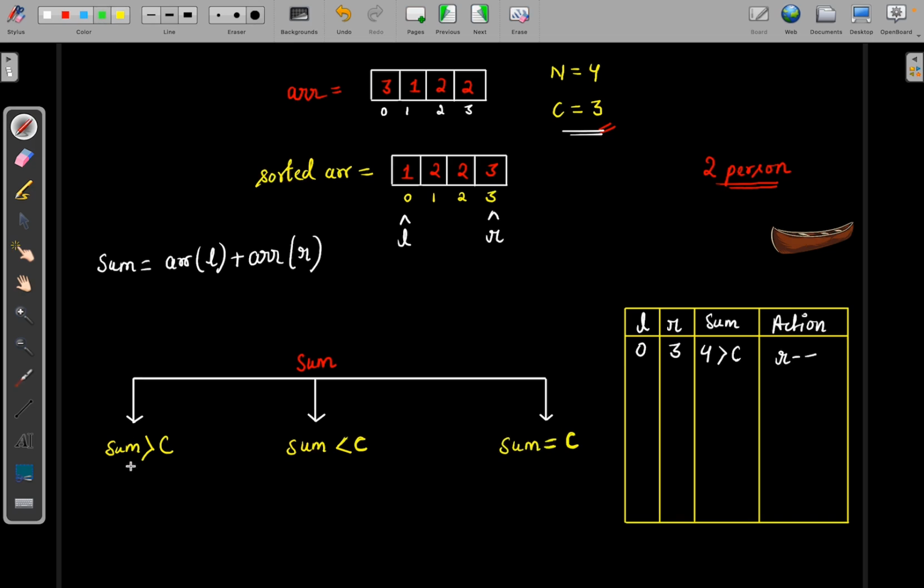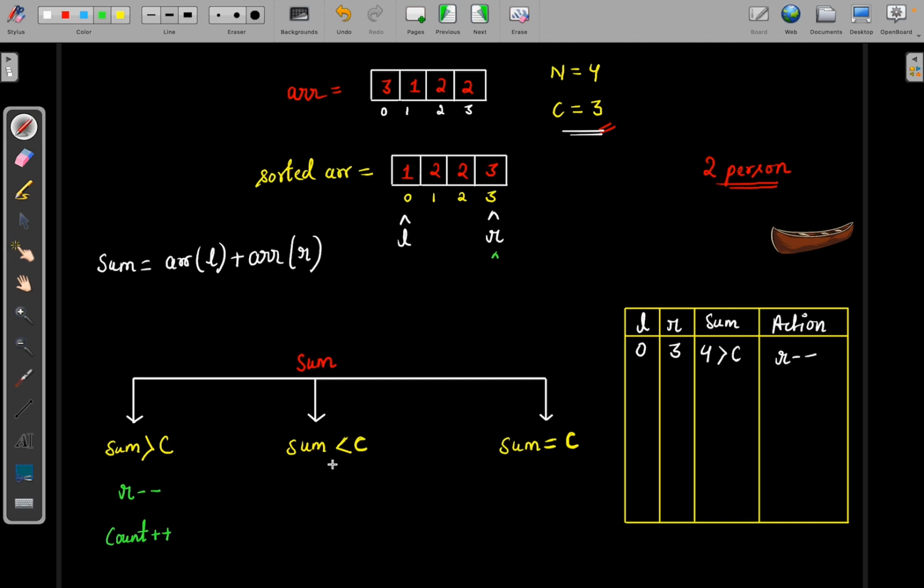If the sum is greater than the capacity, like this one, 4 is greater than the capacity, which pointer should we move? We should move the R pointer, right? Because if I am going to fill my boat with one person, it should be the maximum one. So my action will be R minus minus, I will move this pointer. And let's also count the number of boats, so I will do R minus minus and also count plus plus, that is, count increased by 1.